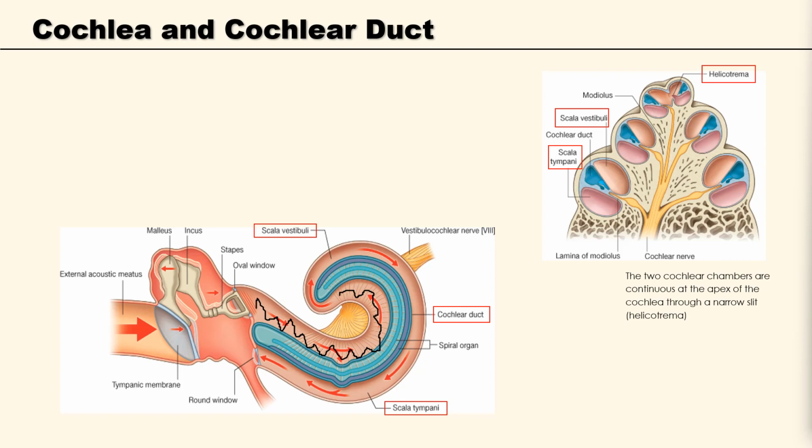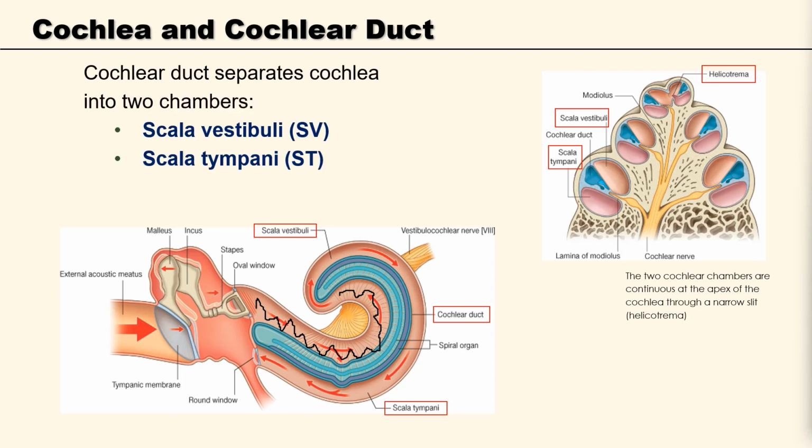Within the labyrinth, we have 2 chambers and a duct that separates them. We have the scala vestibuli and the scala tympani. And the duct that separates them is called the cochlear duct. These chambers are continuous with each other through a narrow slit at the apex of the cochlea, or the snail shell part, through a helicotrema, which allows endolymph to move through the chambers and therefore sound waves to travel.